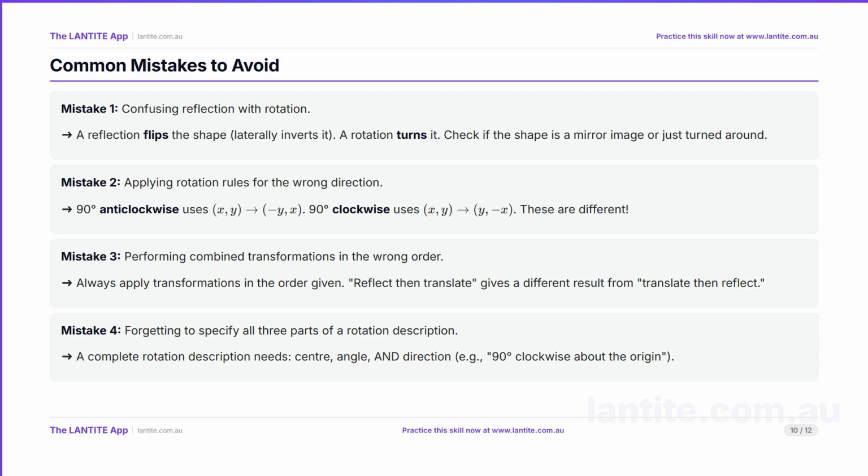Third, when doing combined transformations, always apply them in the order given. Reflecting, then translating is different from translating, then reflecting. Fourth, when describing a rotation, you must specify all 3 parts: the center of rotation, the angle, and the direction. Missing any one of these means the description is incomplete.